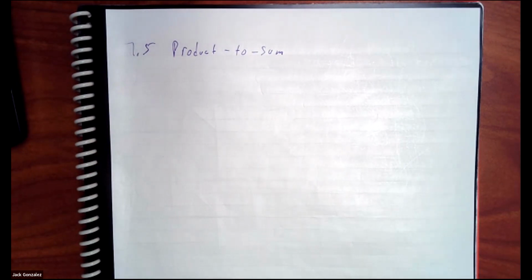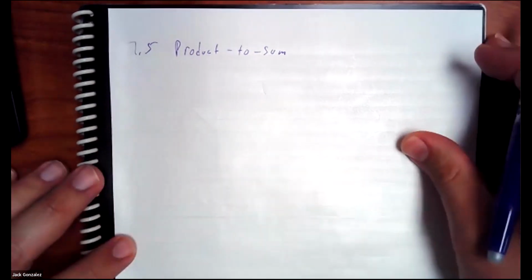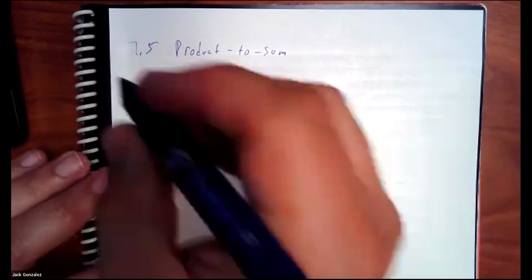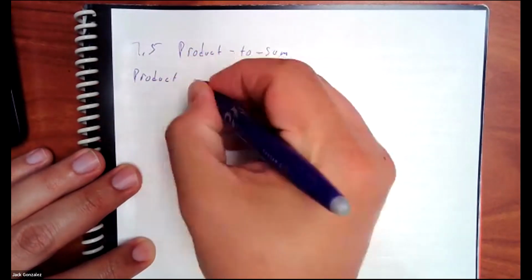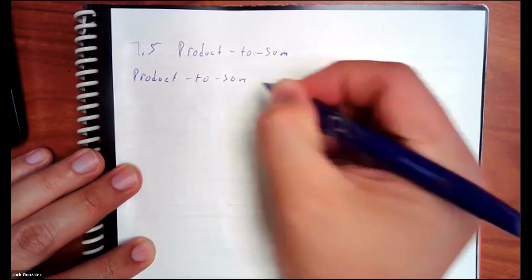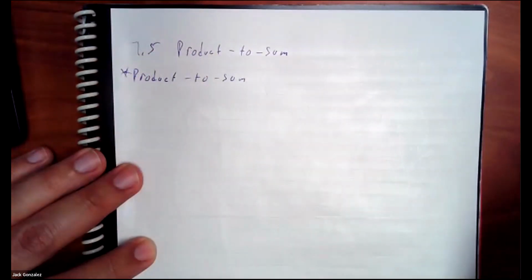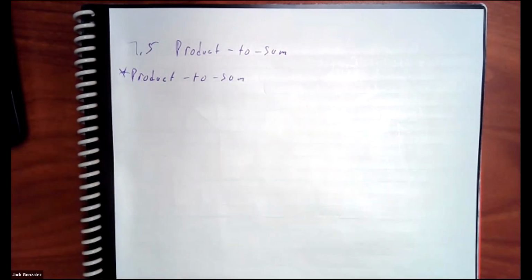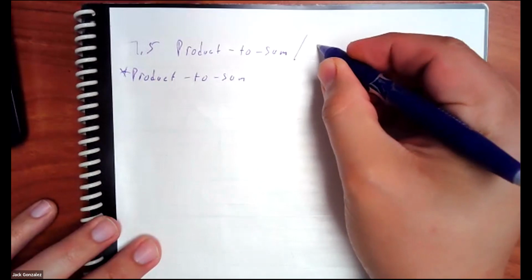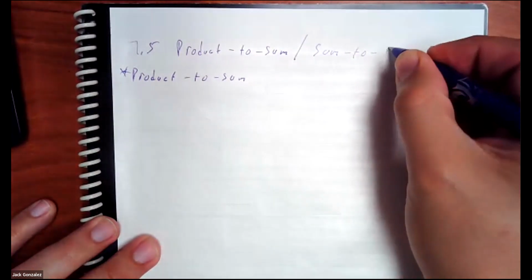So we're going to do product to sum, do a bunch of formulas and then do a few examples. We'll start reviewing for exam 2. Here's product to sum. There's also, I guess I should say, also sum to product.